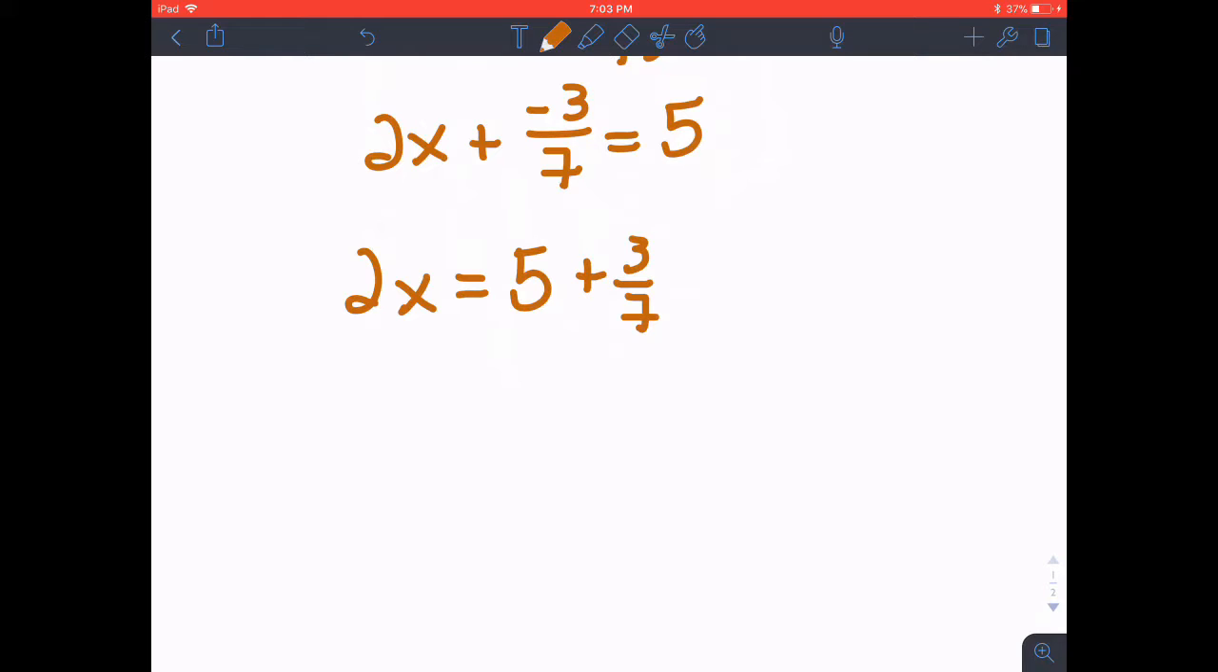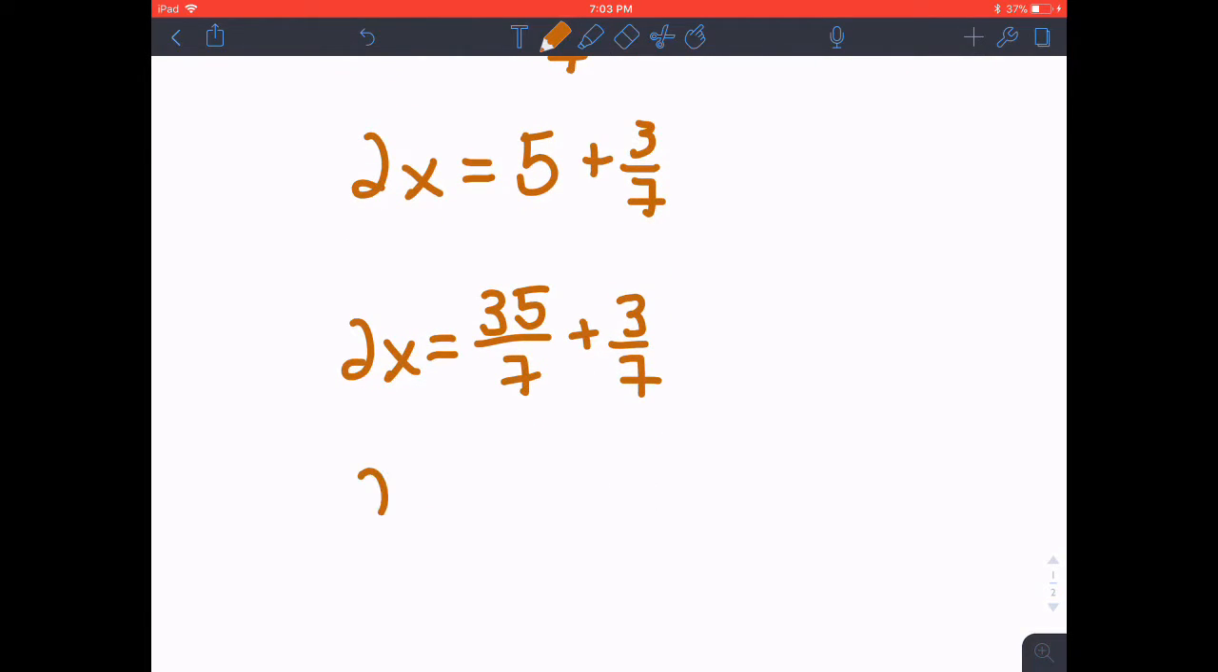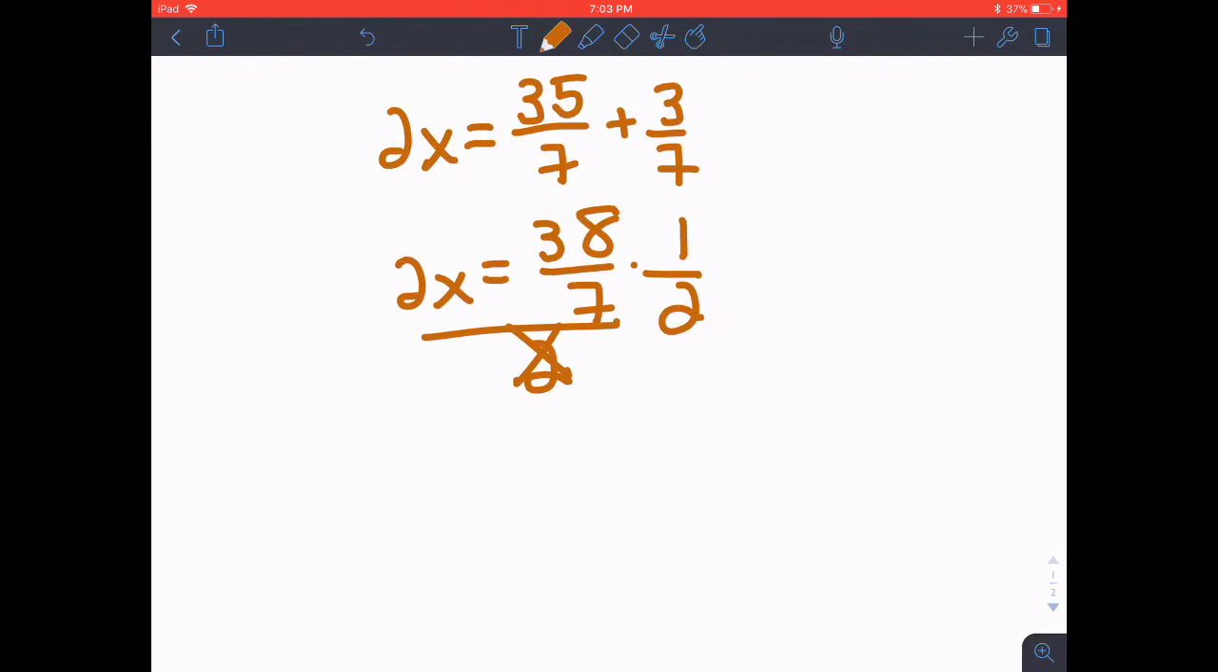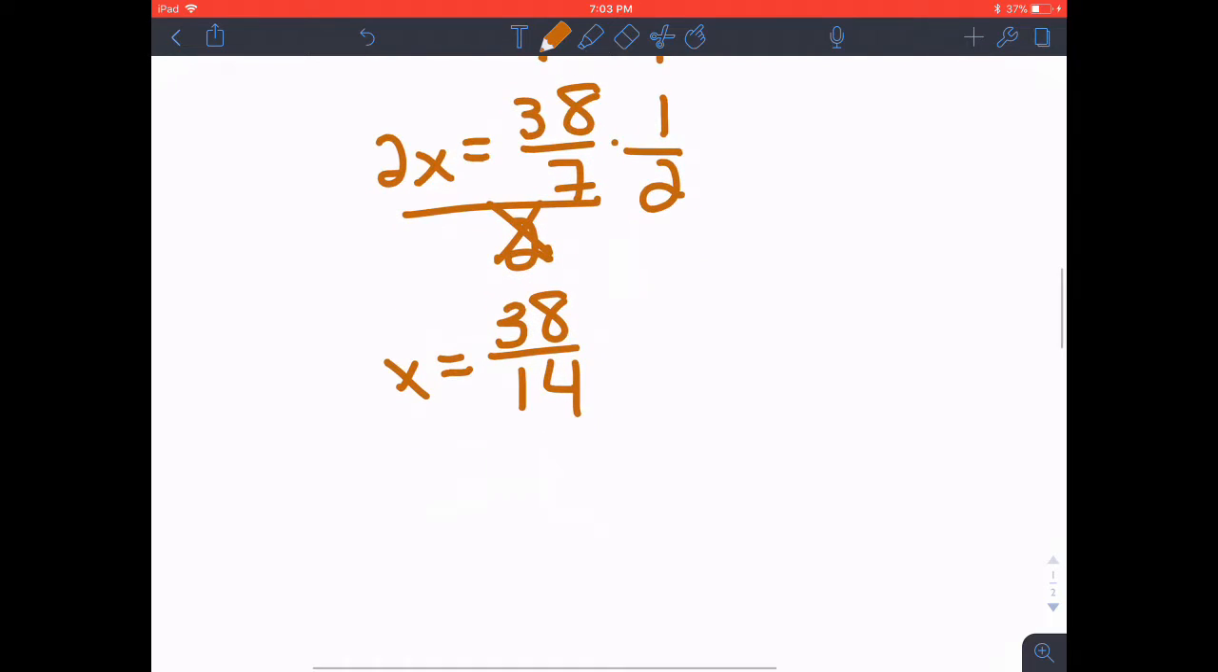We'll do that. So we get 2x equals 35/7 plus 3/7. And how you got 35/7 is you multiply 5 times 7 over 7 to have a common denominator. And so you get 2x equals 38/7. And so you divide by 2, and as you should know, dividing by 2 is the same thing as multiplying times 1/2. So when you do this, you get x equals 38/14. And you can divide both of those by 2 to get x equals 19/7.